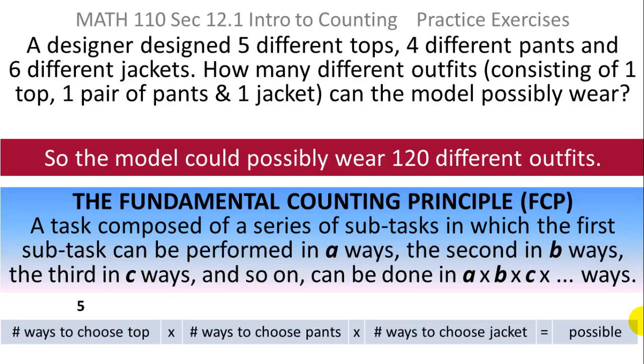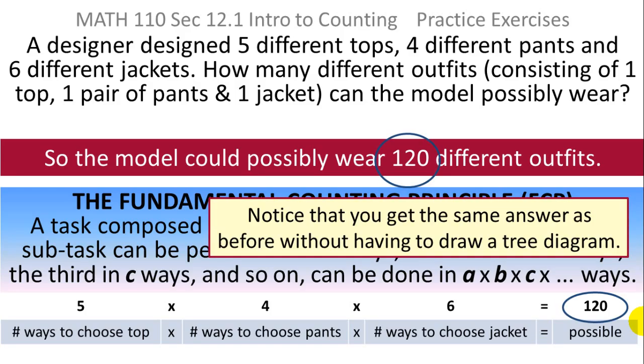I think you'd agree. There are 5 tops to choose from. There are 4 pairs of pants that can be chosen, and there are 6 jackets. 5 times 4 times 6 is 120. You get exactly the same answer that the tree diagram method gave me, but much more efficiently and much faster.